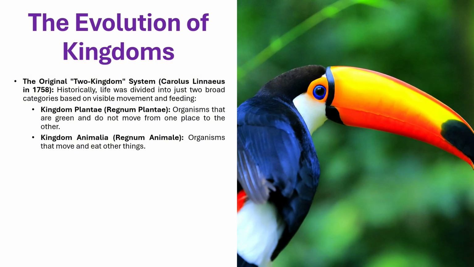This binary system broke down as soon as we started looking closer. Kingdom Plantae was for organisms which are green and stationary, but kingdom Animalia was used for organisms that move and consume others.